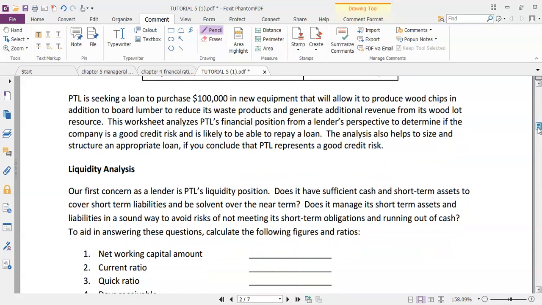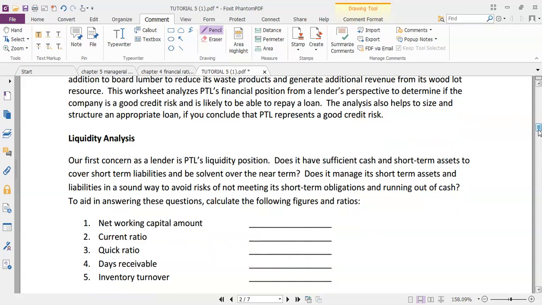So let's look at the liquidity ratio analysis. Does it have sufficient cash and short-term assets to cover short-term liabilities to be solvent? Does it manage its short-term assets and liabilities in some way to avoid the risk of not meeting its short-term obligations and running out of cash? This question calculates the following figures and ratios. So let's look at the liquidity analysis first.